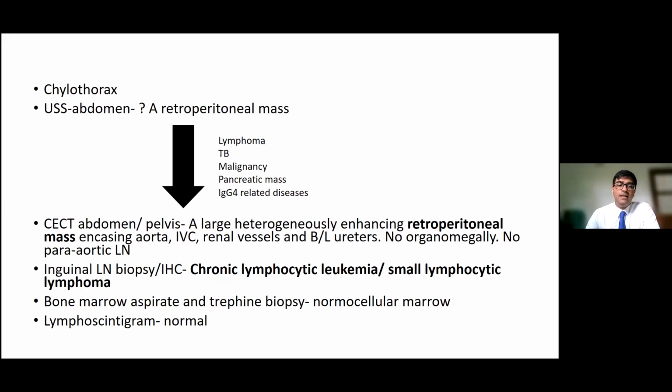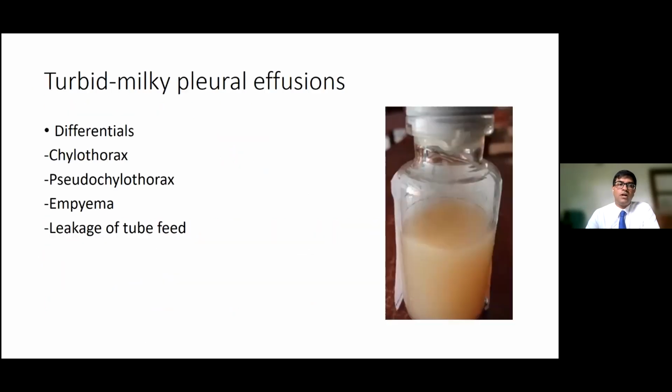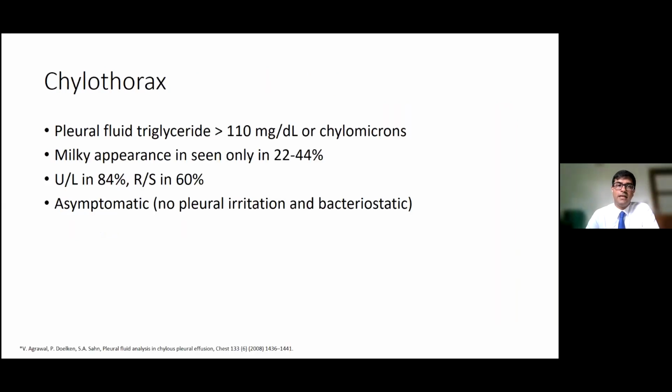Then the inguinal lymph node biopsy confirmed the diagnosis of chronic lymphocytic leukemia. However, the lymphoscintigram showing the lymphatic anatomy was normal, and there was no residual lymph leakage. So, coming back to turbid to milky pleural effusion, what are the differentials? They include chylothorax, pseudochylothorax, empyema, or leakage of tube feed.